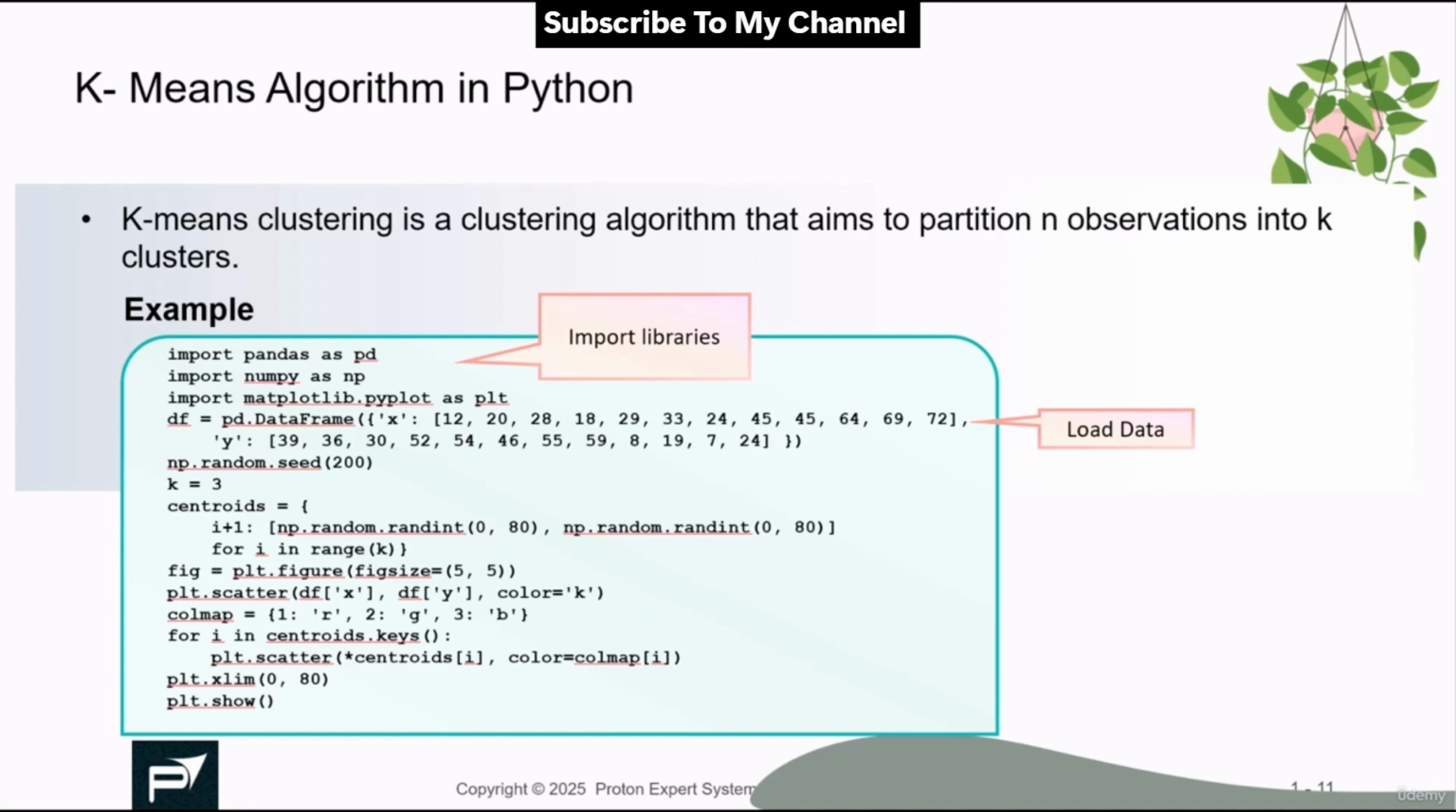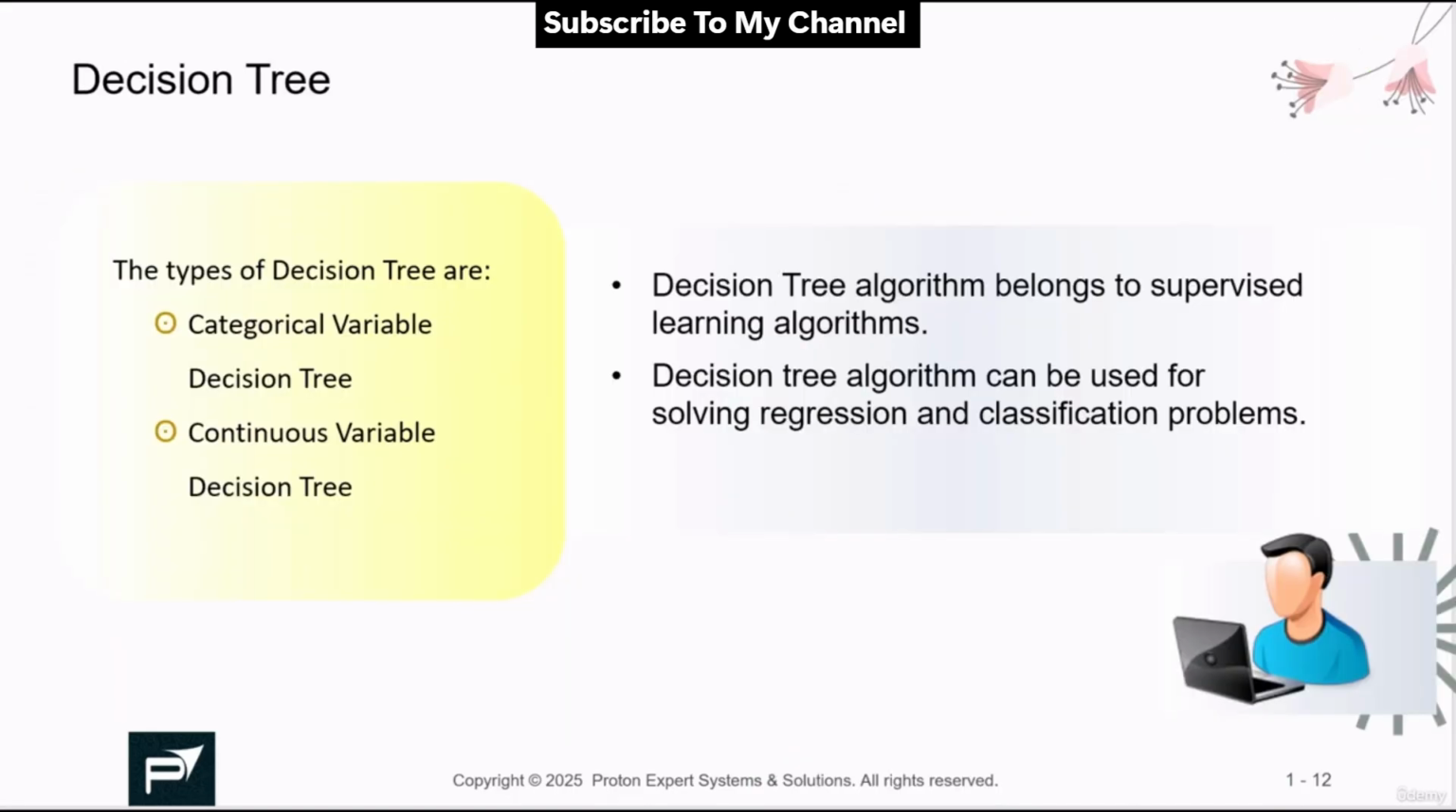Let's have a look at what is a decision tree. The decision tree algorithm belongs to supervised learning algorithms. This algorithm can be used for solving regression and classification problems. The types of decision tree are categorical variable decision tree and continuous variable decision tree.